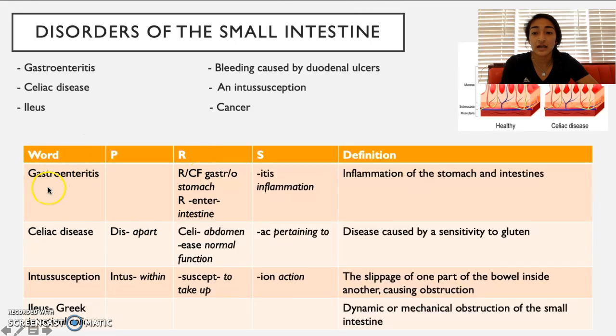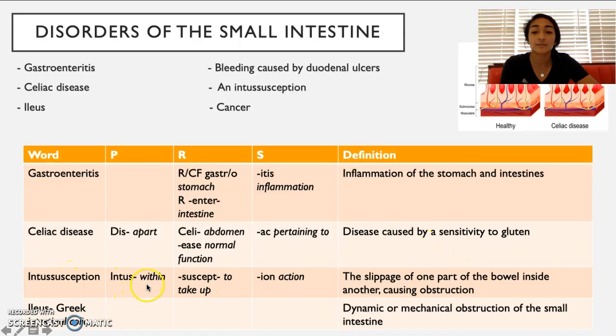Some of the words broken down: gastroenteritis, the root combining form gastro meaning stomach, and the root enter meaning intestine, the suffix itis meaning inflammation, and the definition: inflammation of the stomach and intestines. Celiac disease, the prefix dis meaning apart, and the root celi meaning abdomen, and es meaning normal function. The suffix ac meaning pertaining to, and celiac disease is caused by a sensitivity to gluten.